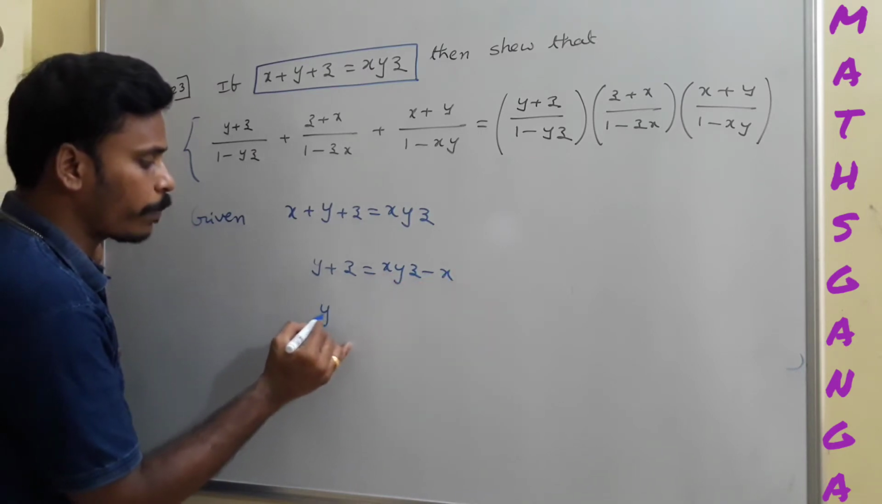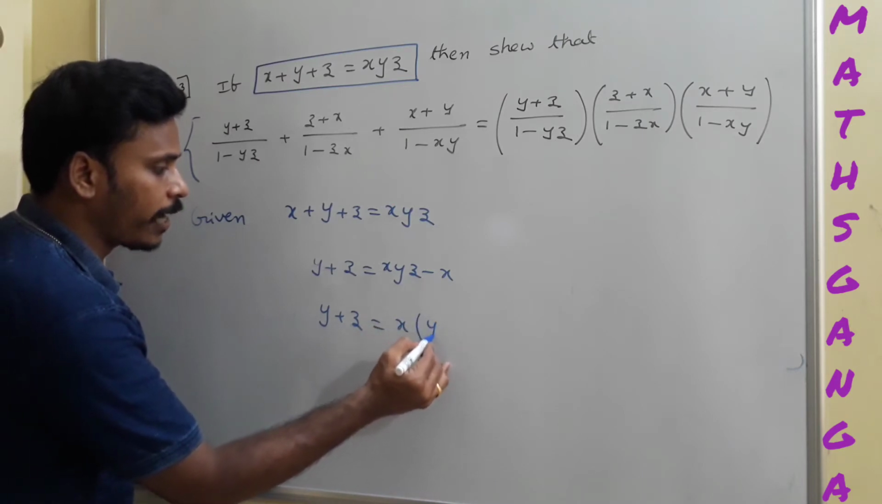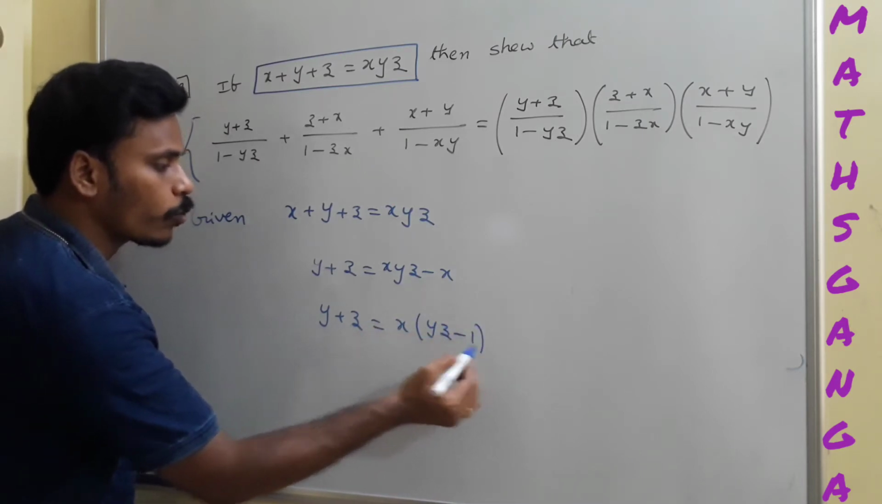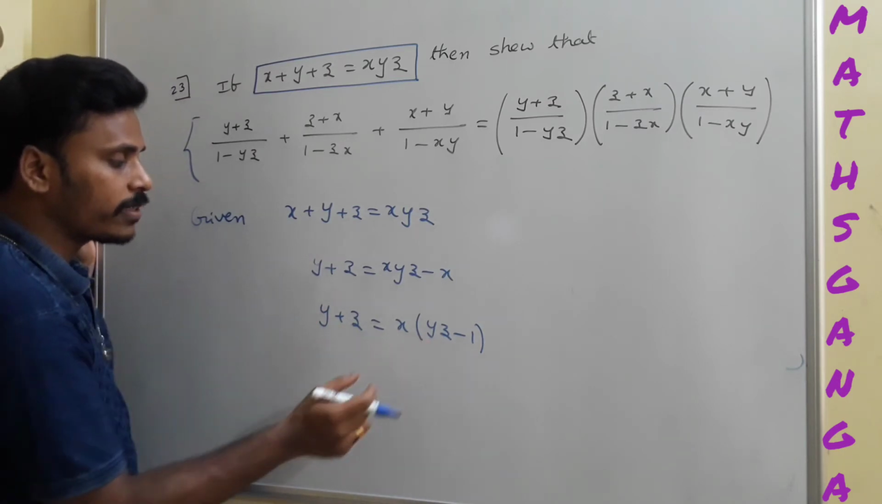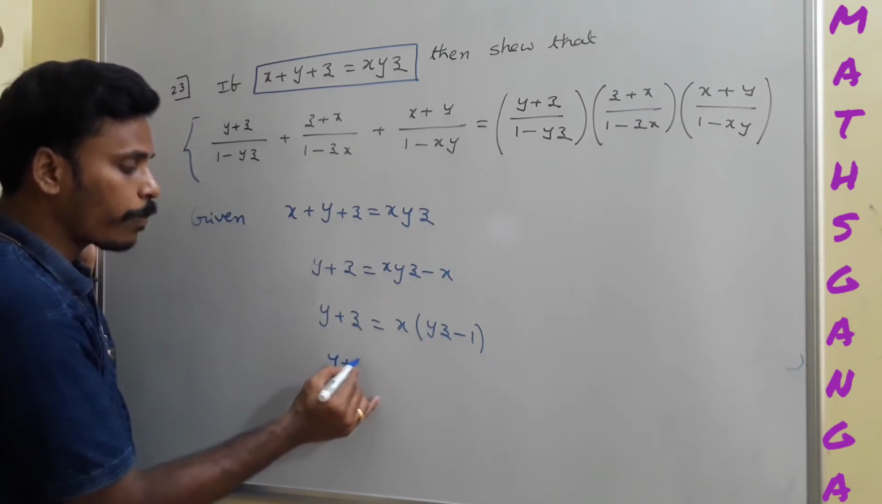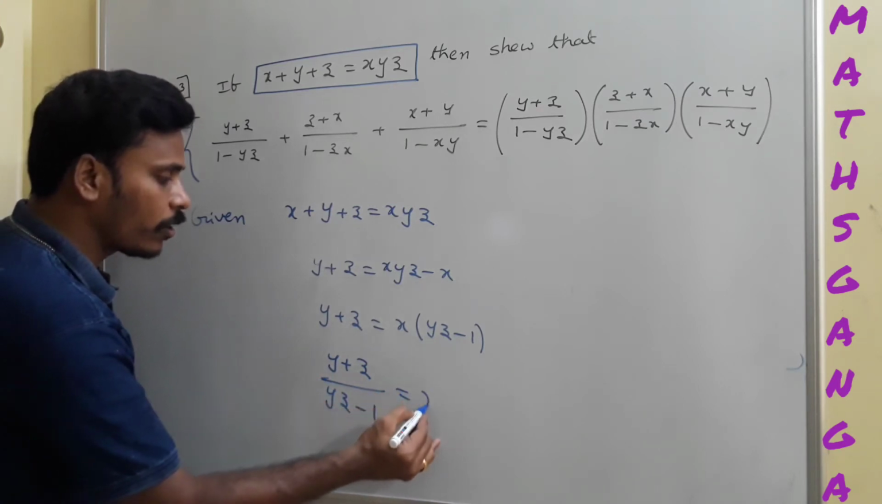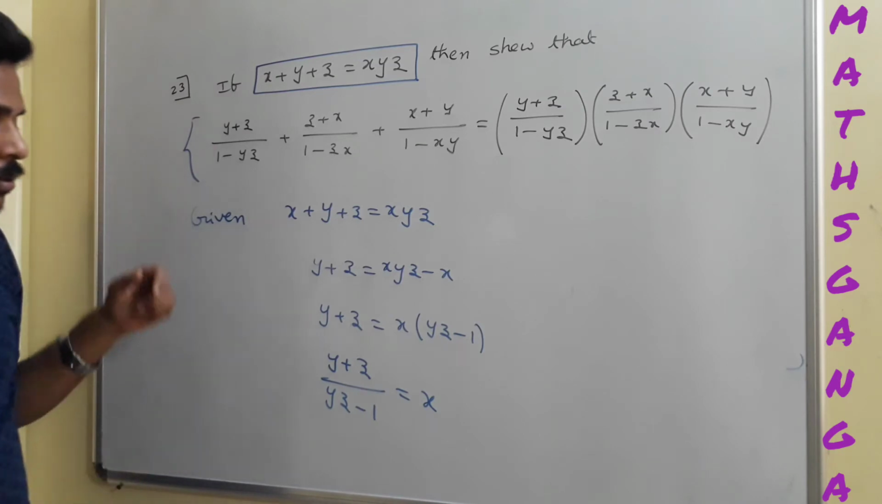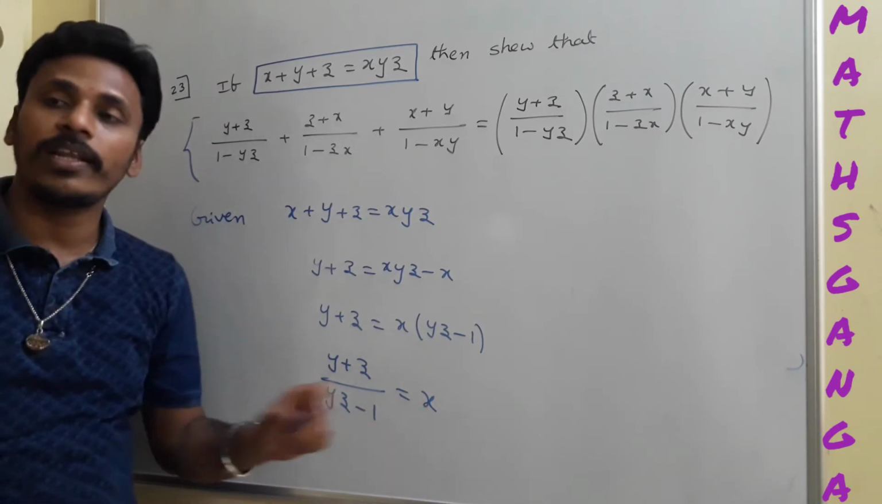And the next step, y plus z is equal to, if you take x common, x times (yz minus 1). And now, see, you send this yz minus 1 this side: y plus z divided by yz minus 1 is equal to x. Is there anything wrong? Nothing wrong actually. So y plus z by yz minus 1 is x.